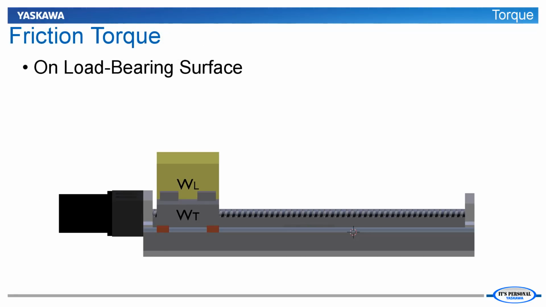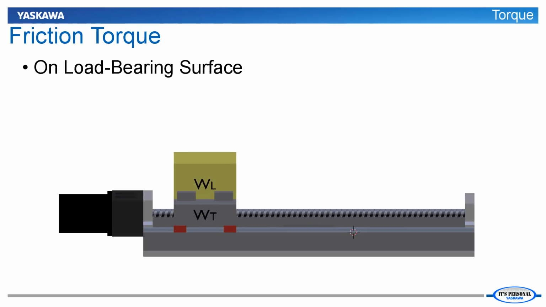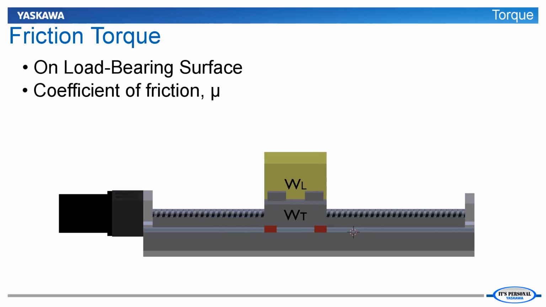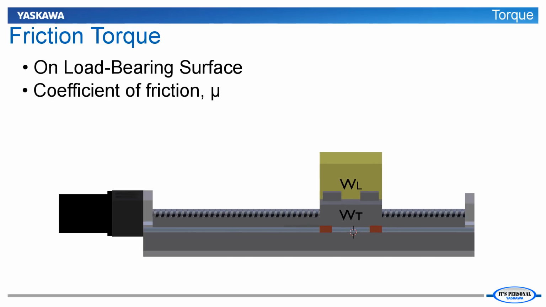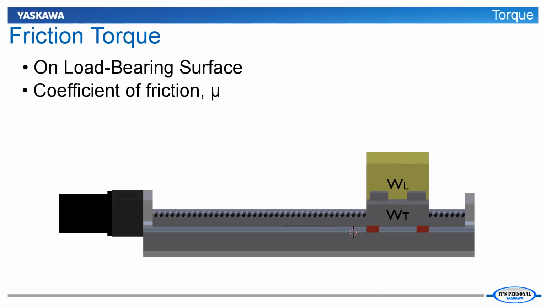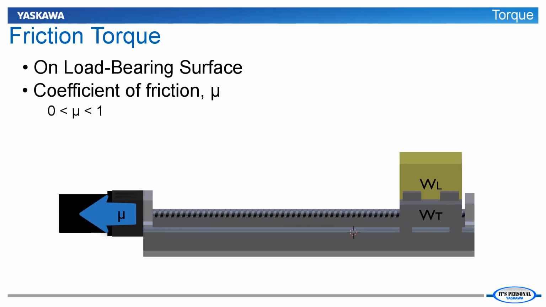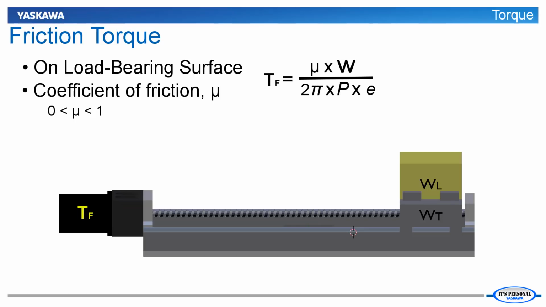A force due to friction is present on the load-bearing surface as a load moves linearly. This friction force is proportional to the coefficient of friction, mu, which is often given by the manufacturer of the linear bearing. The coefficient of friction is a value between 0 and 1. Translated through the actuator, this force is seen as a frictional torque and is quantified by the following equation. This equation shows that a heavier load will produce more friction torque, as will a higher coefficient of friction. Increasing the pitch, or revs per inch of the actuator, will reduce the friction torque.